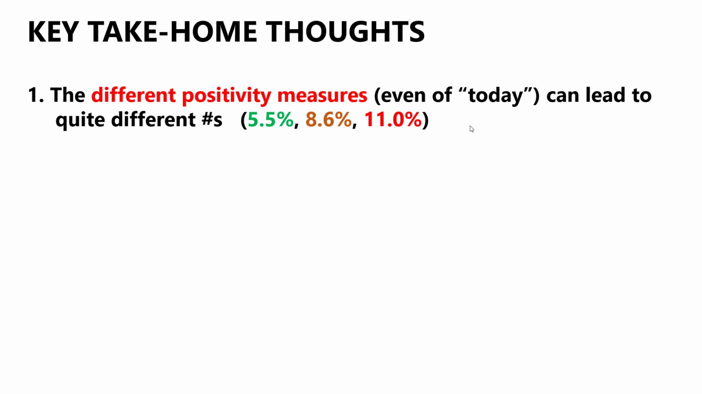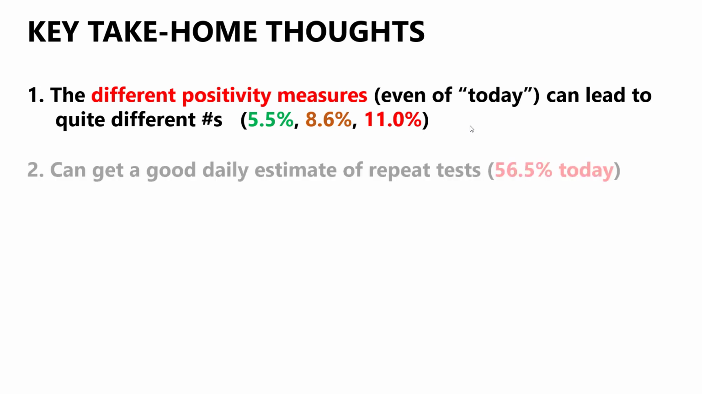My first one is the different positivity measures, even those of today, right? If we take the one for the cumulative, the first one that I did, the last three can lead to quite different numbers. So in this case, on today's calculations, it was 5.5%, 8.6%, and 11.0%. So again, even though I alluded to the fact that they tend to trend similarly, these are obviously very different percentages if you're tracking those on a daily basis.